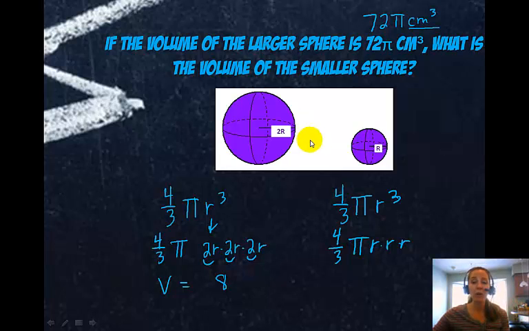Okay, so if we know that that volume is going to be 8 times as big as the small one, well, 72 is our volume. They tell us that in the problem. That's 8 times as big as the small one. So what number times 8 is going to be 72? 9. Okay, so on that one, we know that the volume of the smaller sphere is going to be 9 pi centimeters cubed.